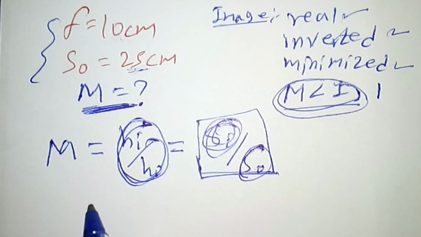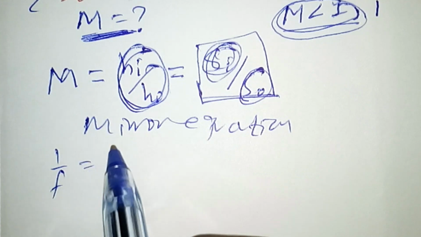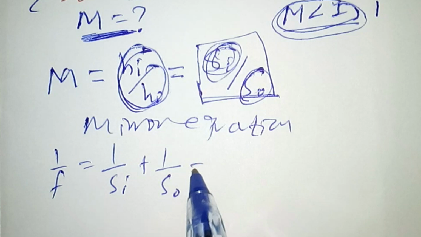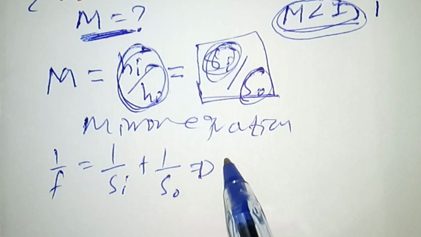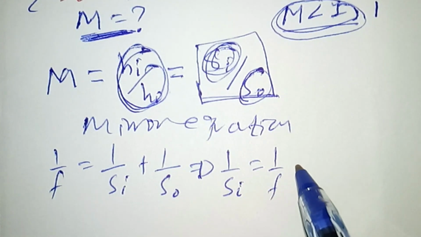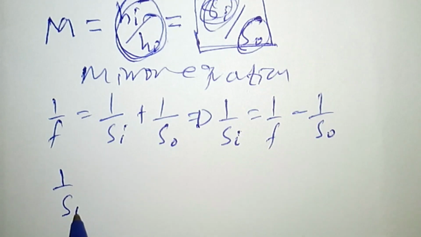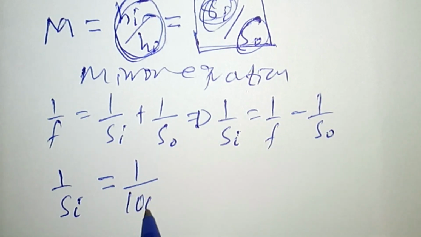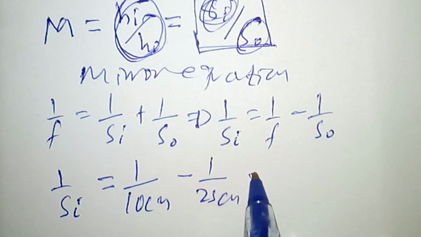So from the mirror equation, we know that 1 over the focal length is equal to 1 over the image distance plus 1 over the object distance from the mirror. If we rearrange this equation, we get directly 1 over the image distance is equal to 1 over the focal length minus 1 over the object distance. So 1 over the image distance is equal to 1 over the focal length, 10 centimeter, minus 1 over the object distance, 25 centimeter.